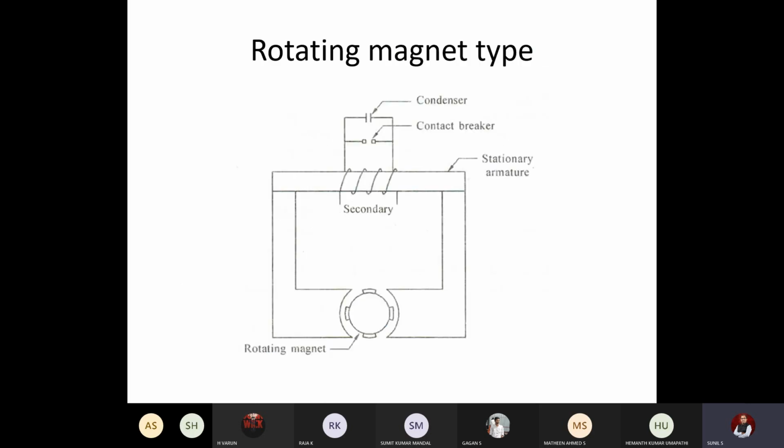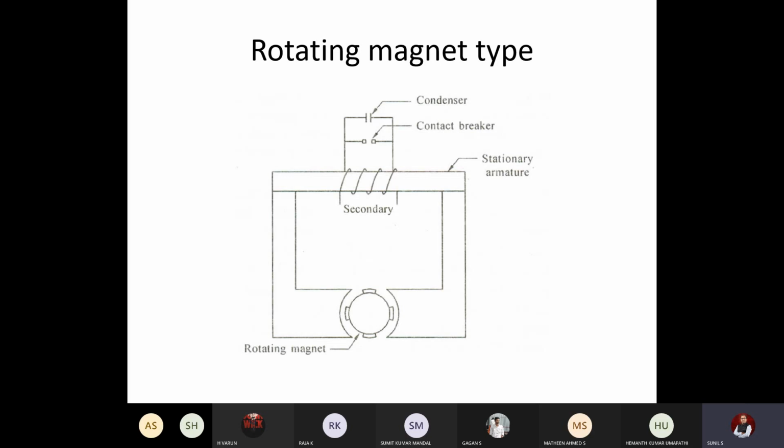Here, what happens is the armature itself rotates and the magnet will be stationary. Either of the mechanisms you can use, but the efficiency will be the same. Either you can move the magnet or you can move the arm. Okay, so this is regarding the magneto ignition system. Here, the rotating magnet is the key for starting the vehicle and maintaining the spark, so that there will be no question of any battery.